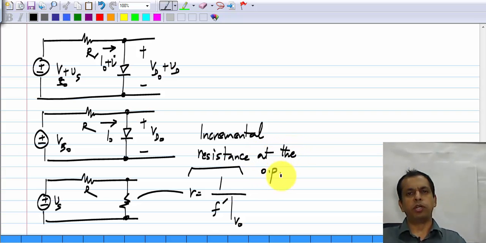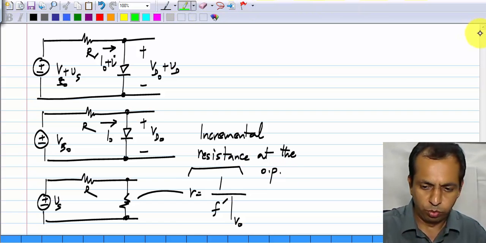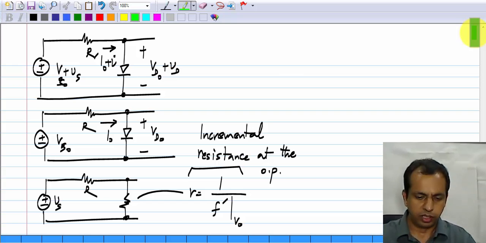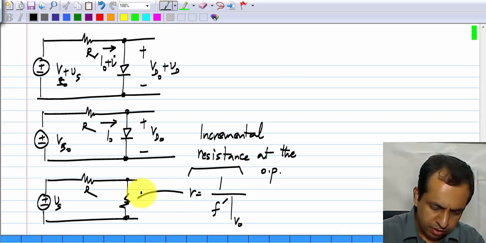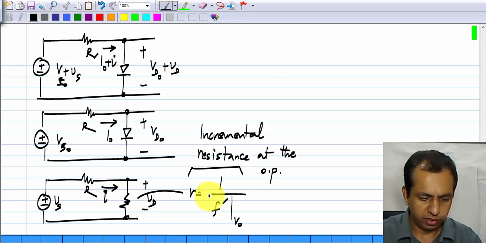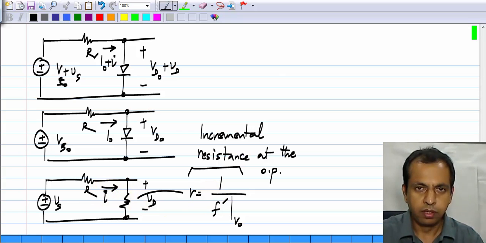It is extremely important to remember that the incremental resistance, or incremental equivalent in general, depends on the operating point. So, if you today calculated the incremental equivalent of a diode at an operating point current of 1 milliamp, and tomorrow you have a different operating point current, let us say 10 milliamps, the incremental equivalent will be different. So, that you have to keep in mind. So, this will be the incremental diode voltage, and this will be the incremental current in the circuit. Okay. So, it is very easy.